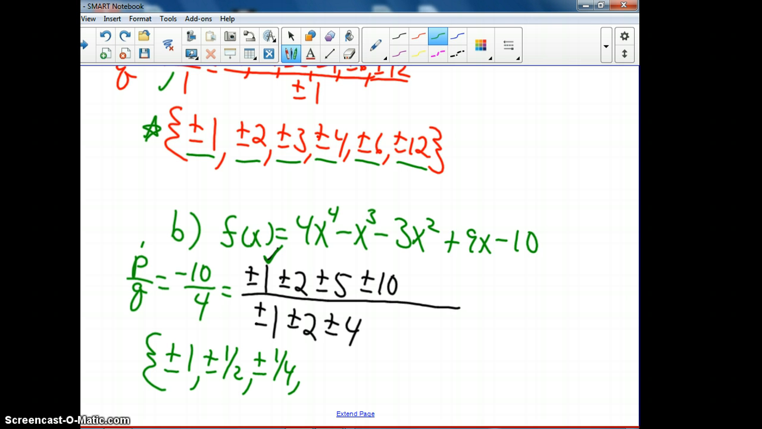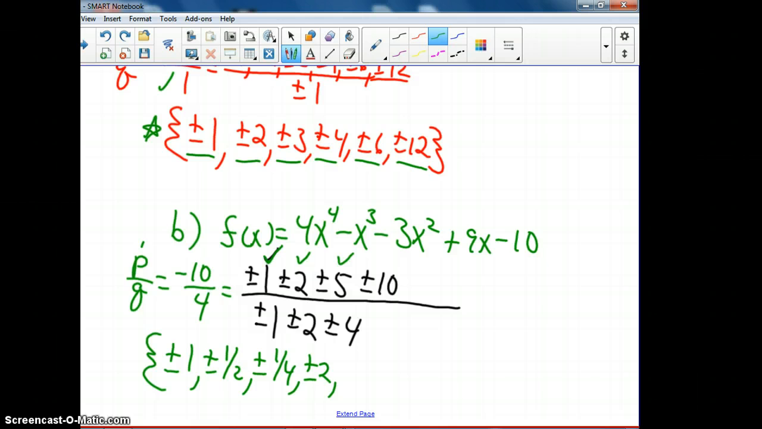Okay, now let's go to the 2. 2 over 1 gives you 2, plus or minus 2. 2 over 2 gives you 1. Oh, but wait, I already got 1. I don't have to write it down. See, some of them are going to double up. Okay, 2 over 4 gives you 1/2. We don't have to write that down. I already got 1/2.